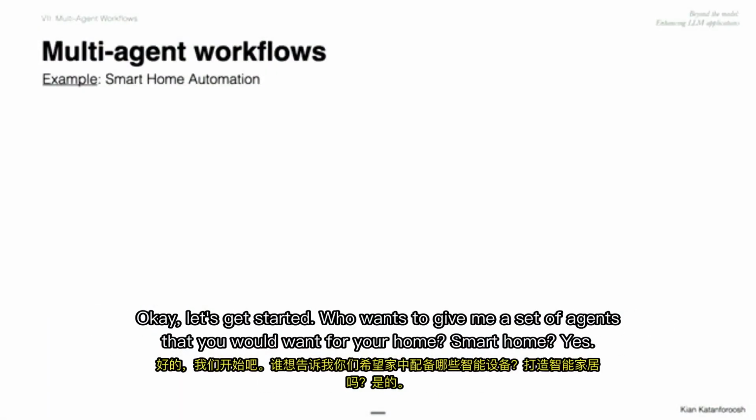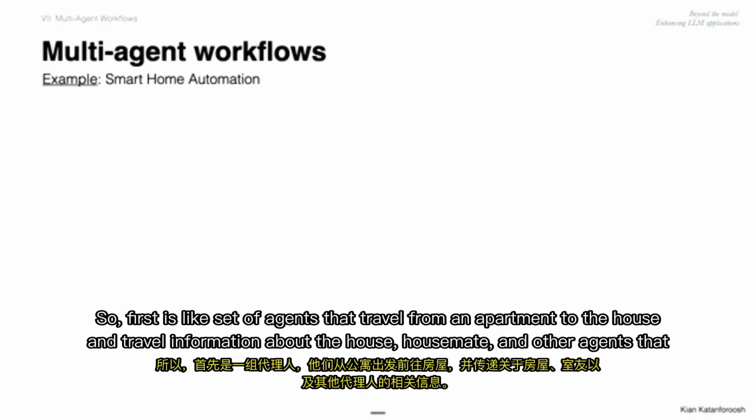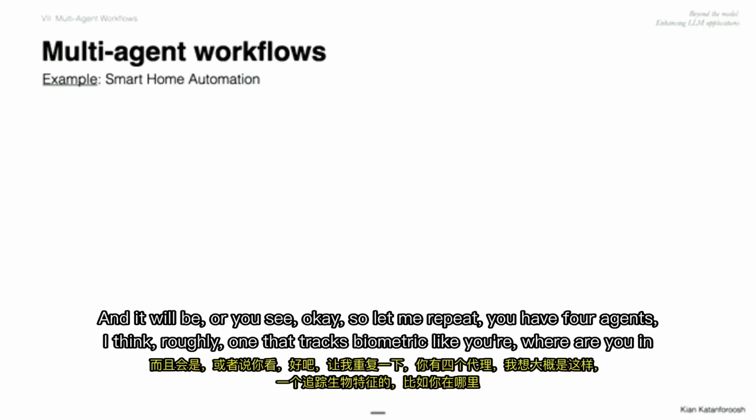Okay, let's get started. Who wants to give me a set of agents that you would want for your smart home? Yes. So the first is a set of agents that track my movements in the house and track information about my house, like house state. Another agent that receives that information and adjusts the room temperature and lighting based on the information it receives. And another agent that would track all of the limits on the usage of, for example, gas. And to orchestrate the whole process.